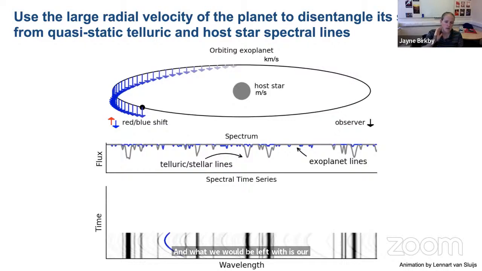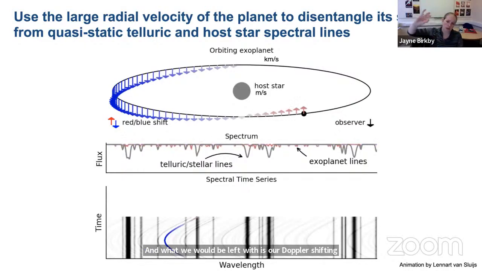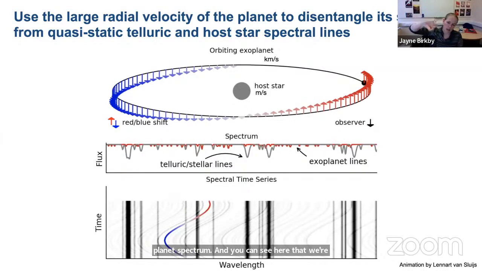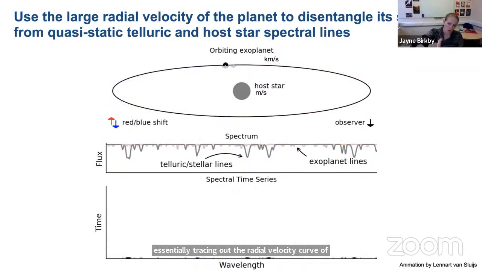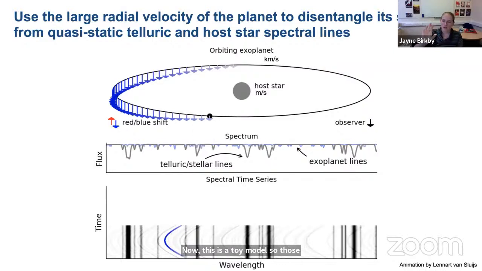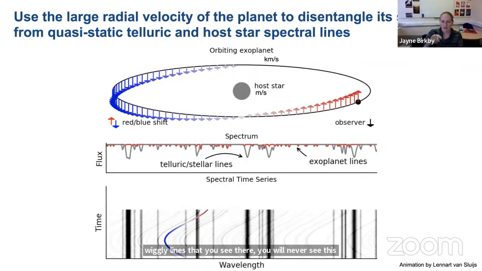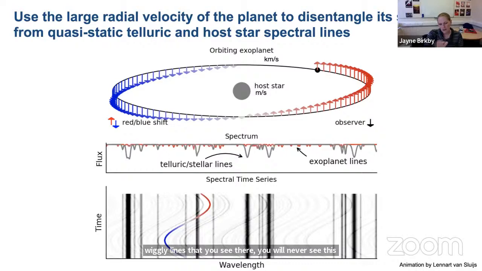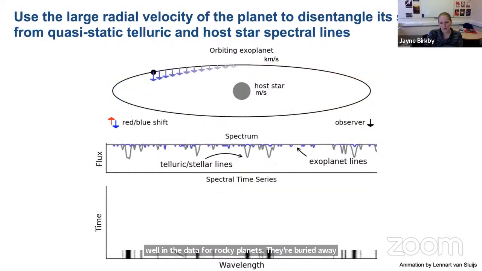And you can see here that we're essentially tracing out the radial velocity curve of the planet with each individual line. Now, this is a toy model, so those wiggly lines that you see there, you will never see this well in the data. For rocky planets, they're buried way underneath the noise of the star and the tellurics.